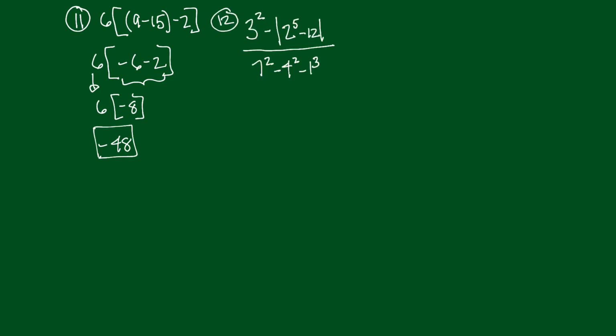Got a big fraction here, number 12. Let's work with the top and the bottom separately. So on the top, I see I've got an exponent here, so I'm going to take care of that power, and then I'm going to work inside here, and then I'll take the absolute value. All right, so I'm going to work this one like this.